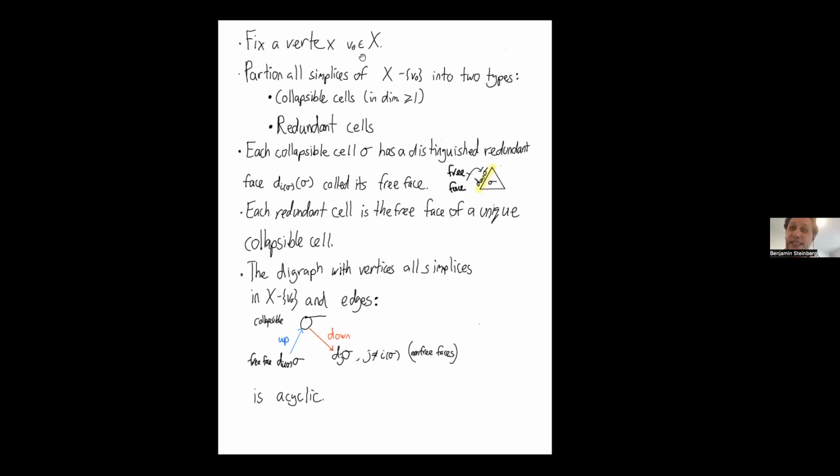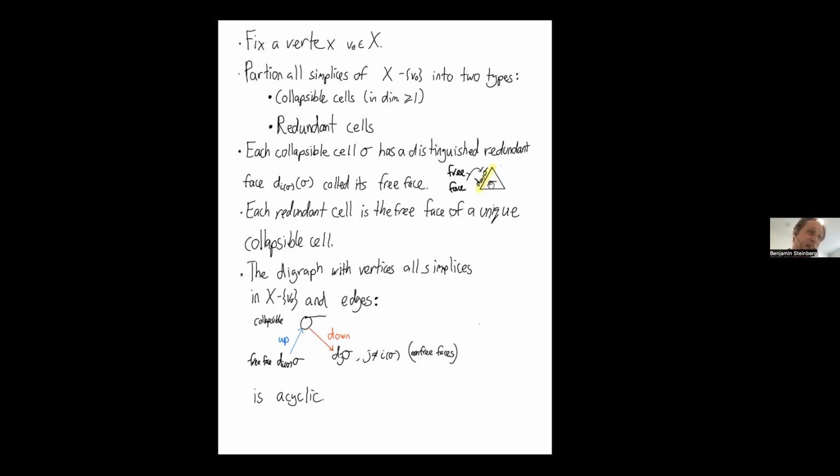So I'm going to fix my vertex V0 that I want to collapse everything to. And then what I'm going to do is partition all the simplices of X other than that vertex into two types. I'm going to have certain simplices or cells which are collapsible. In order to be collapsible, it should have dimension at least 1 because there's no place to collapse a vertex to. And then I have other cells which are called redundant. And these cells are going to be the free faces that I collapse my collapsible cells along. And each collapsible cell is going to have a distinguished redundant face.